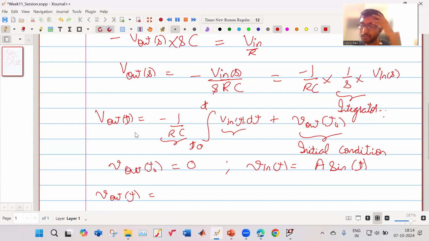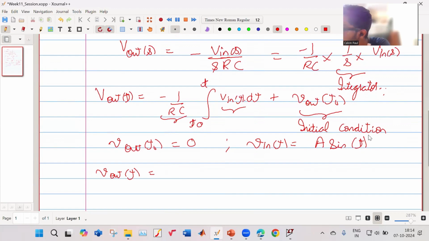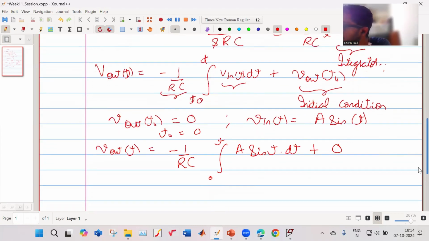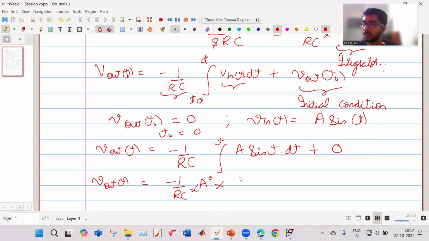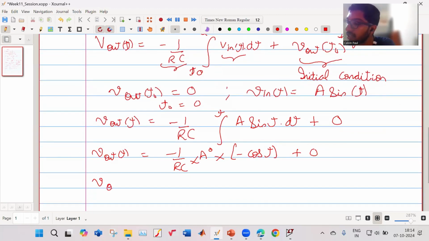What is V out of T? So what we have to do? We have to substitute. So V out of T, and let us assume T0 is equal to 0. This is minus 1 upon RC, integration from 0 to T, A into sine T into dt plus 0. So the V output of T is minus 1 upon RC into A. What is integration of sine T? Minus cos T. So it is minus cos T plus 0. So V output of T is actually A upon RC into cos T.